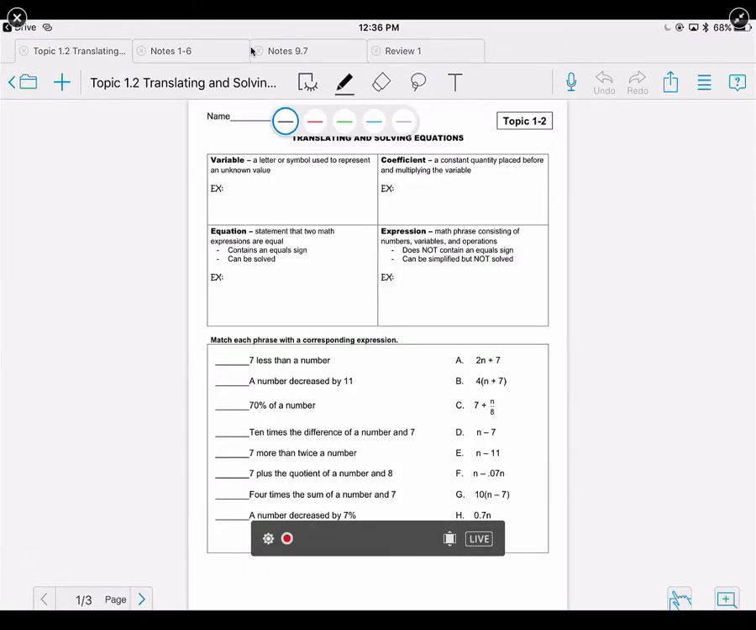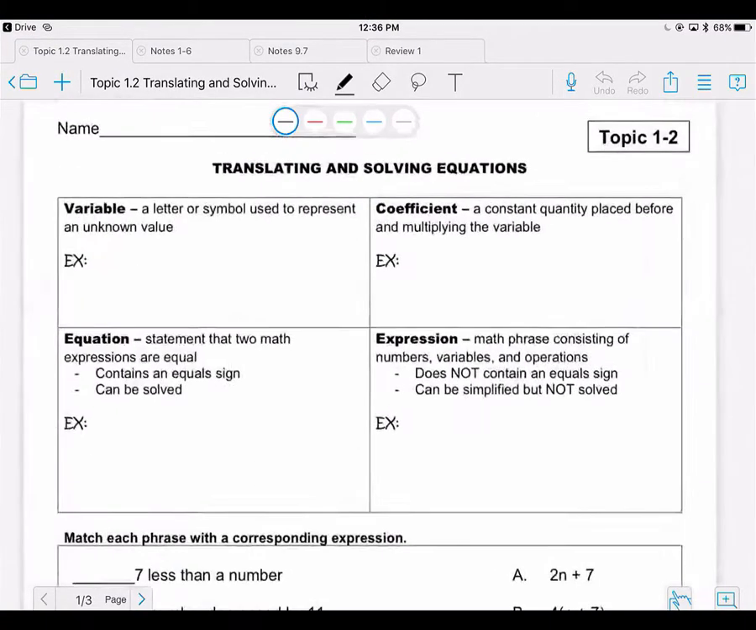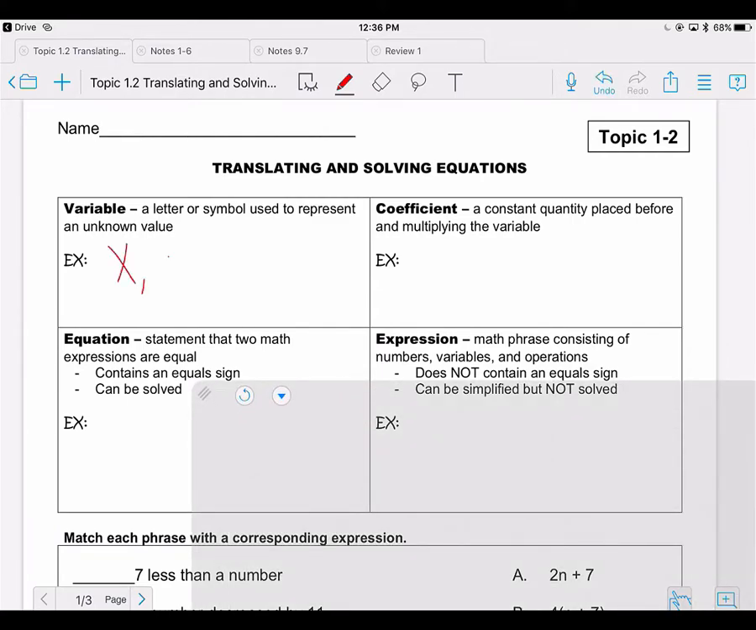Alright, this video is over topic 1-2. So first they ask us to kind of remember some basic vocab. A variable is a letter or symbol used to represent an unknown value, such as x, a, b, money sign. So any letter or symbol. A coefficient is a quantity placed before and multiplies the variable. So it's placed before the variable. So when you see something like 4x, 4 is your coefficient.